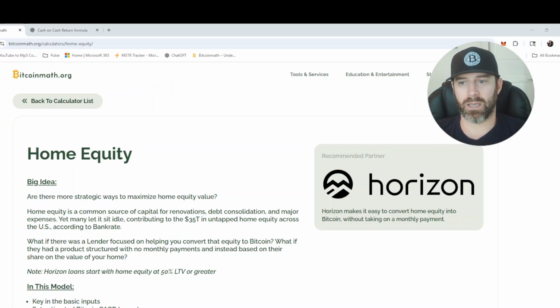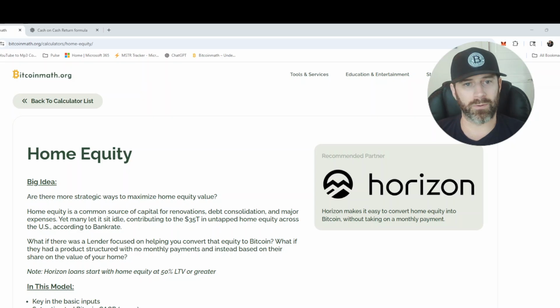The big idea here is, what does it look like if I wanted to convert some of my home equity into Bitcoin? Oftentimes people ask me, could I just get a HELOC, or how do I get a loan? I can't afford a monthly payment, but I have a lot of home equity. What are the solutions out there?